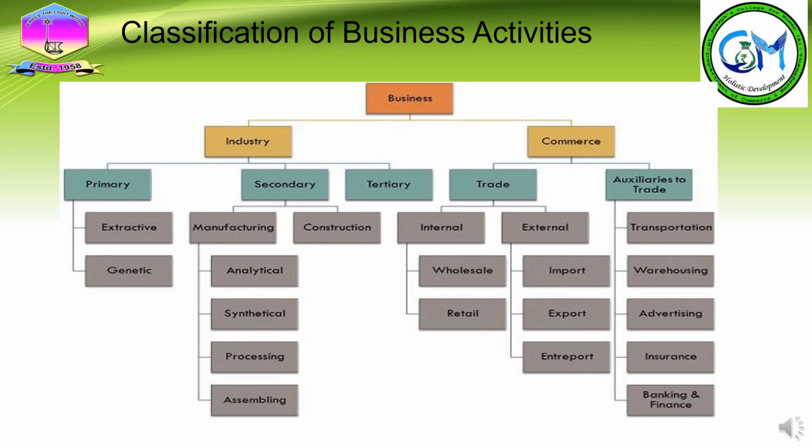Business activities are classified into two types, industry and commerce. So here comes our commerce. Again, industry is divided into primary, secondary and tertiary. Commerce is divided into trade and auxiliaries of trade. Let us see what comes under the primary and secondary classification of industry first, and then we will go with the commerce classification.